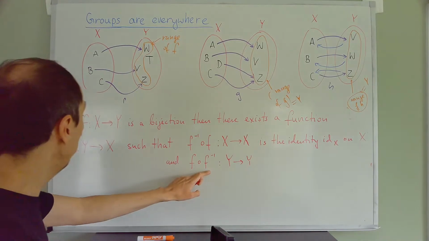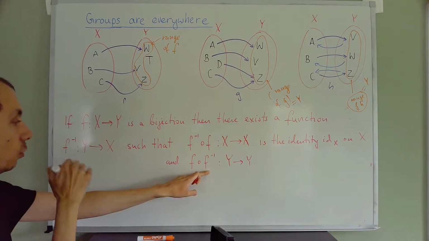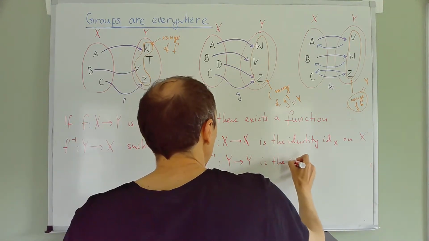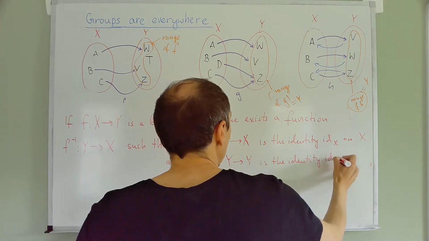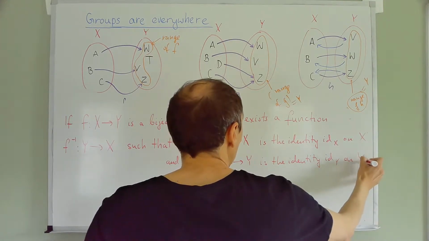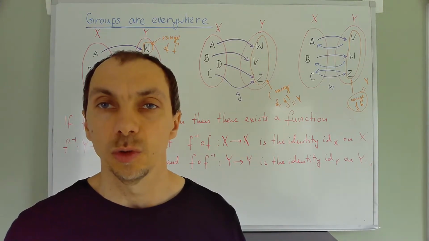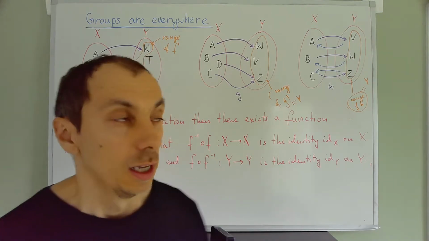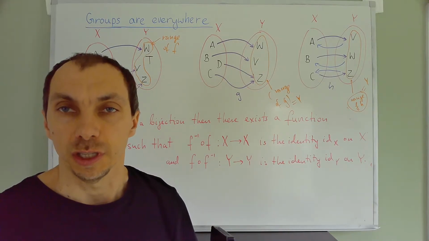And if I first do f inverse, so I go from Y to X, and then f from X to Y, I get a function from Y to Y, and this is the identity id Y on Y. In other words, f inverse undoes what f does, or f undoes what f inverse does. Pictorially, that just means that you're reversing the arrows.